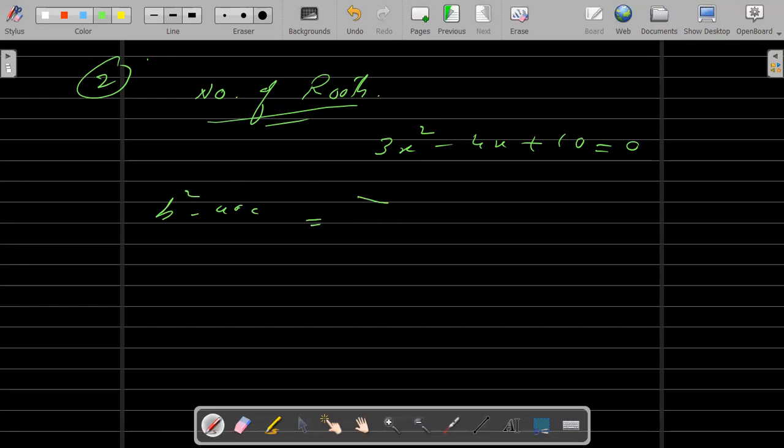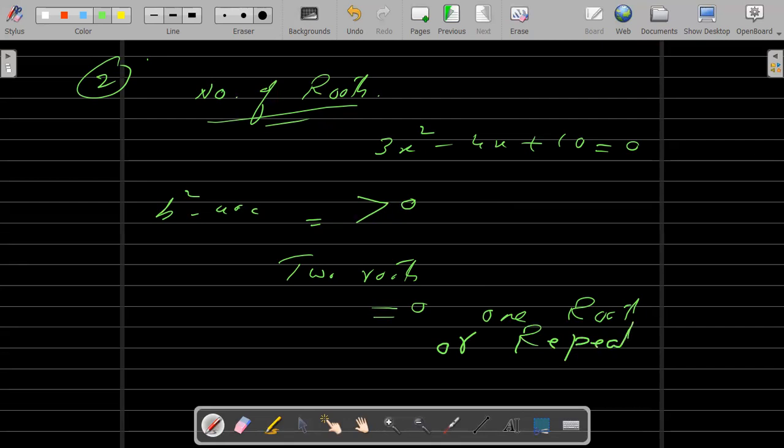If its answer is greater than 0, any positive, then you will say that it has two roots. Yani when you apply quadratic formula, you will get two different roots. Two roots means two different roots, like 1, minus 2, 2, 4. If its answer is equal to 0, then you will say that one root or repeated roots. Same thing. Repeated roots means you are getting answers like 2, 2, 4, 4, 3, 3, minus 1. That is called one root because the root is same.